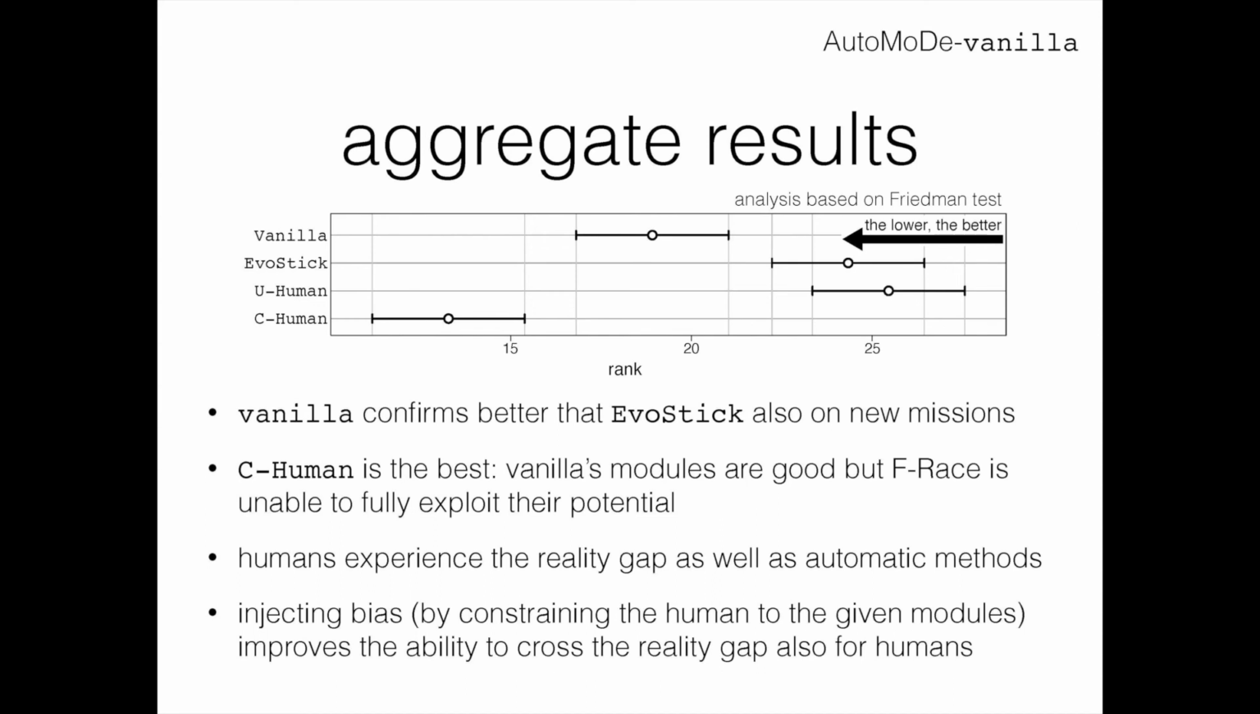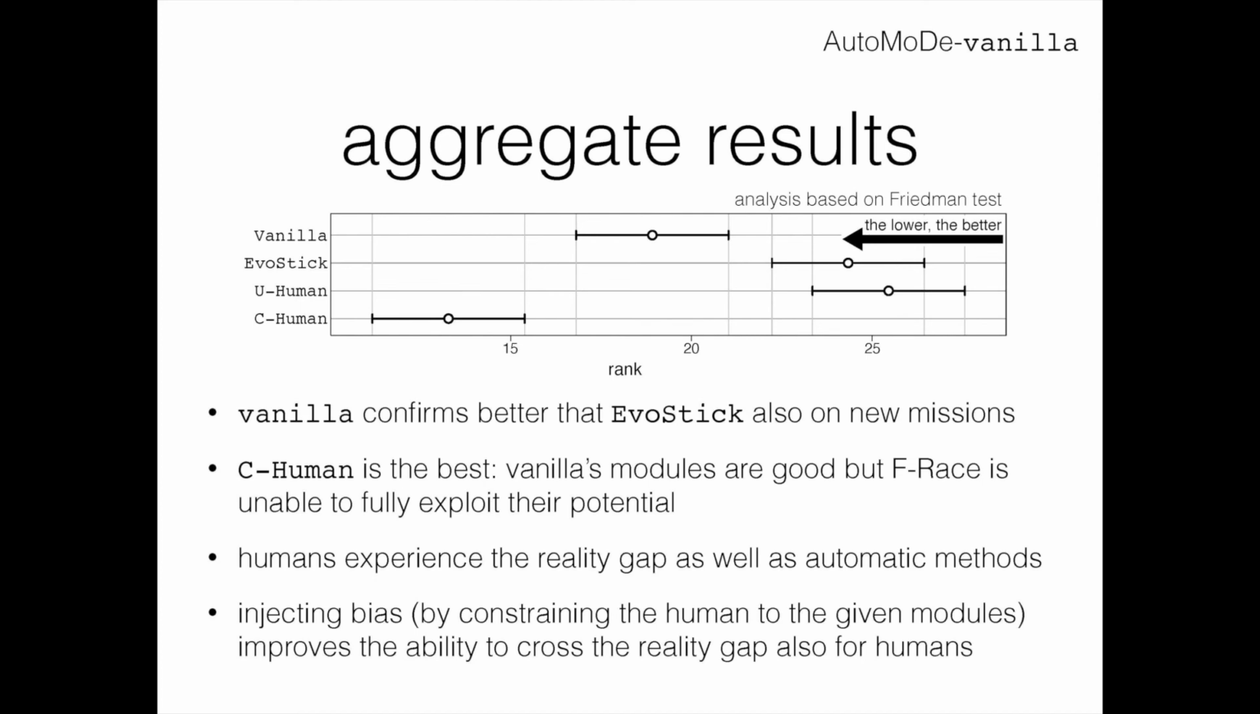As C-human and vanilla are based on the same set of modules, and they differ only in the way they are combined, so they are combined by a human being in C-human and are combined by an optimization algorithm in vanilla, we can conclude that the weak part of vanilla is the optimization algorithm, and that possibly by adopting a better optimization algorithm, we could match the performance of C-human.